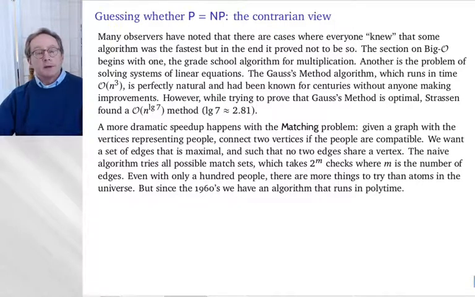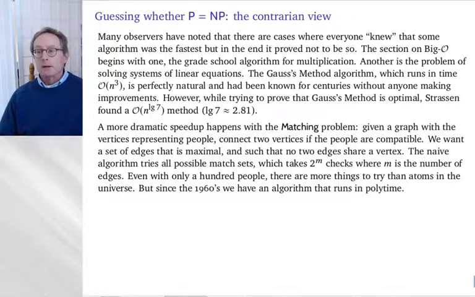Let's take the contrary view. Many observers have noted that there are cases where everybody knew, everybody was sure that some algorithm was the fastest, but at the end it proved not to be so. The section on Big O begins with the grade school arithmetic for multiplication. People who were worldwide experts knew that this is the fast way to do it, but it proved not to be right.